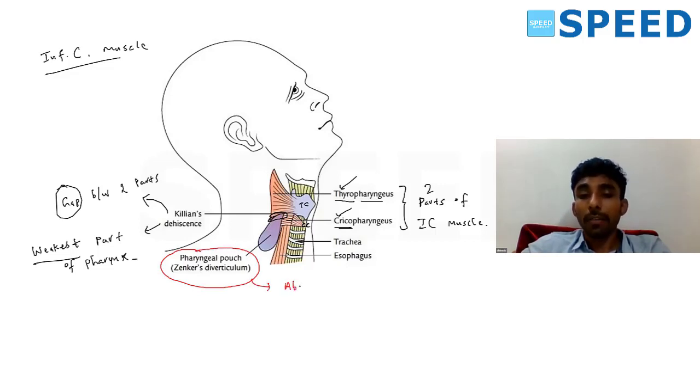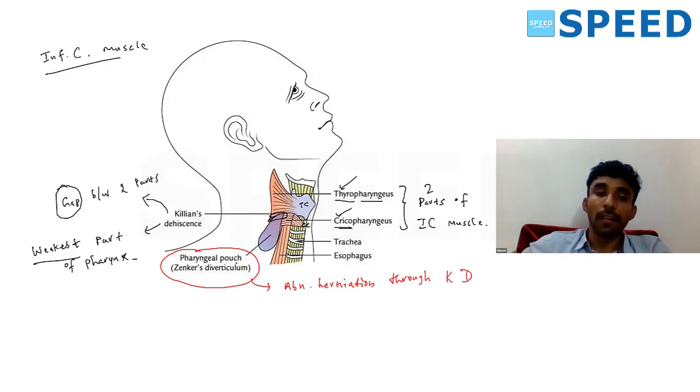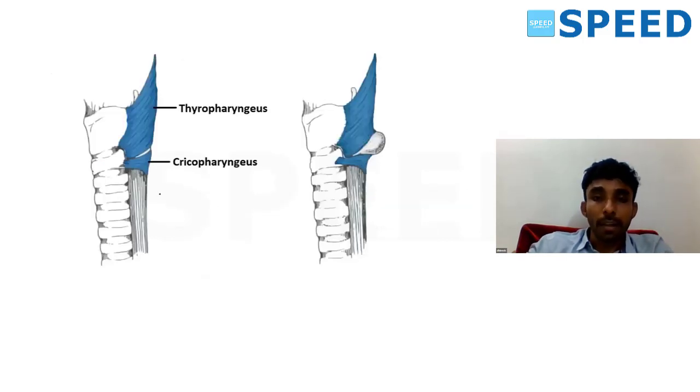So Zenker's diverticulum is the abnormal herniation. It is the abnormal herniation occurring through what? The potential gap called Killian's dehiscence. So Killian's dehiscence is a normal potential gap. If there is herniation occurring through the Killian's dehiscence, that herniation is called pharyngeal pouch or Zenker's diverticulum. Okay, and remember this Zenker's diverticulum.